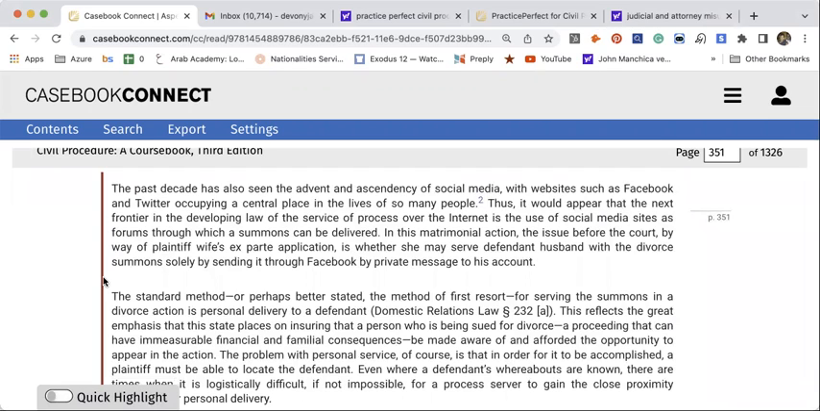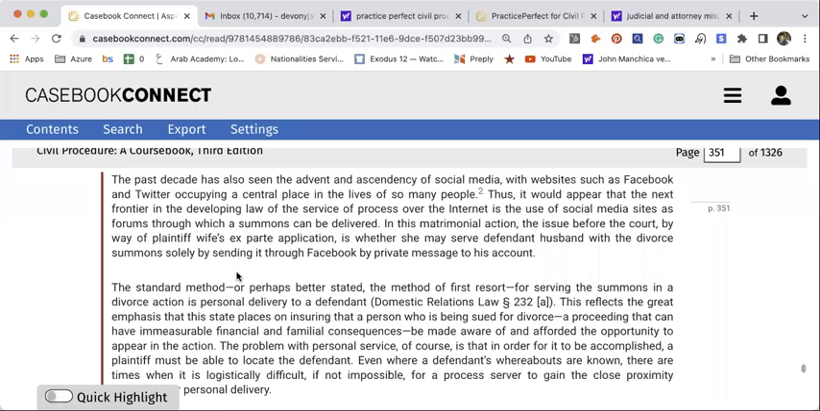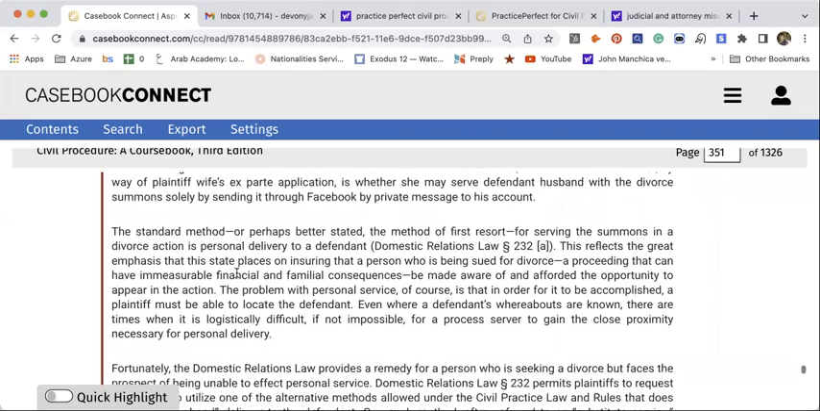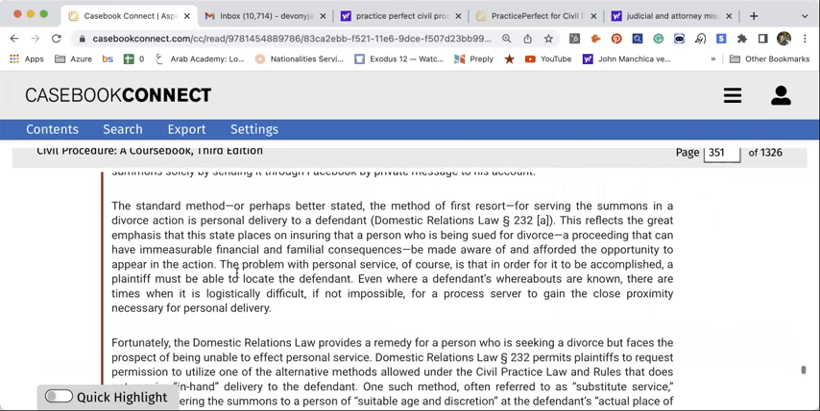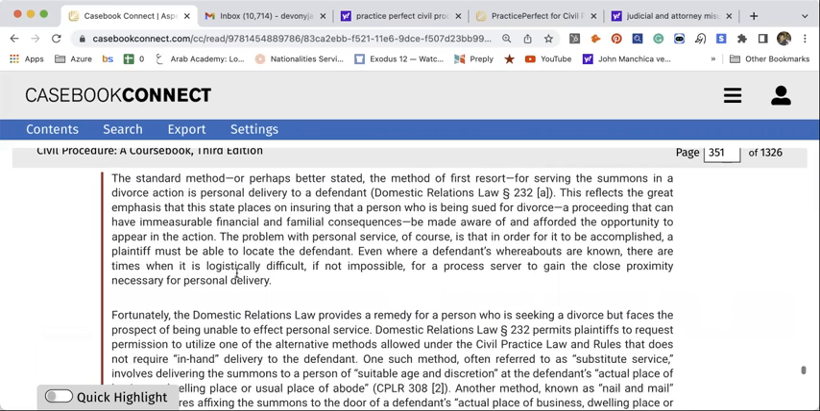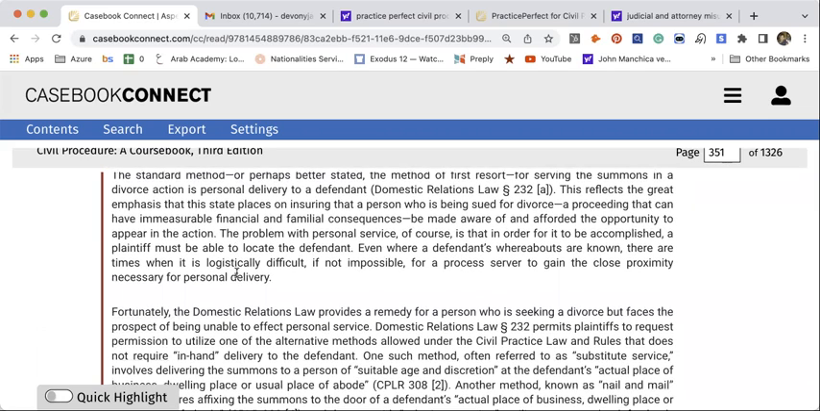Thus, it would appear that the next frontier in developing law of the service of process over the internet is to use social media sites such as forums through which summons can be delivered. In the matrimonial action, the issue before the court by way of plaintiff wife's ex parte application is whether she may serve defendant husband with a divorce summons solely by sending it through Facebook by private message to his account. The standard method, or perhaps better stated, the method of first resort for serving a summons in a divorce action is personal delivery to the defendant.